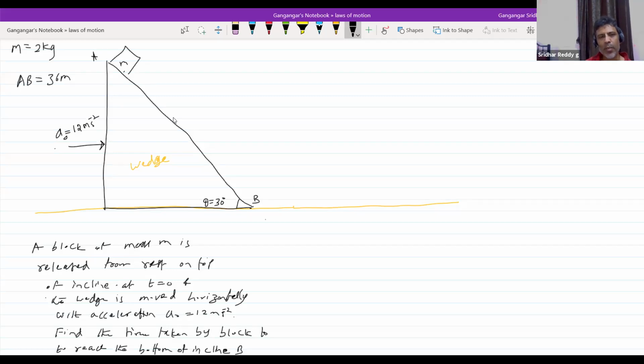For the block to be at rest, what should be the acceleration? Okay, I'll give a smaller value. A naught is there, no? Let me give a small value. Yeah, that'll be enough. A naught, I'll make it 4. Calculations will be very easy for you.